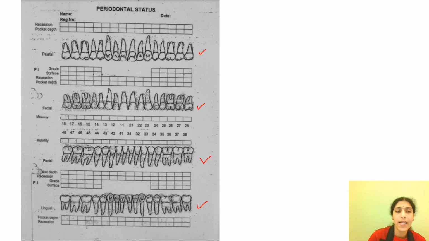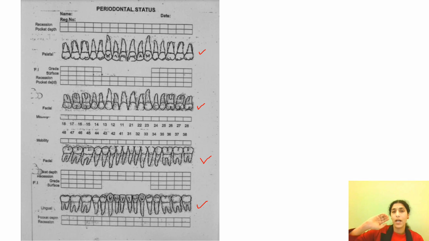So what are the things that have to be recorded? The parameters that have to be recorded include recession and pocket depth, and also the furcation, which grade and which surface has the furcation. For example, sometimes furcation might be present only on the buccal surface, but on the lingual surface there may not be any furcation, right?